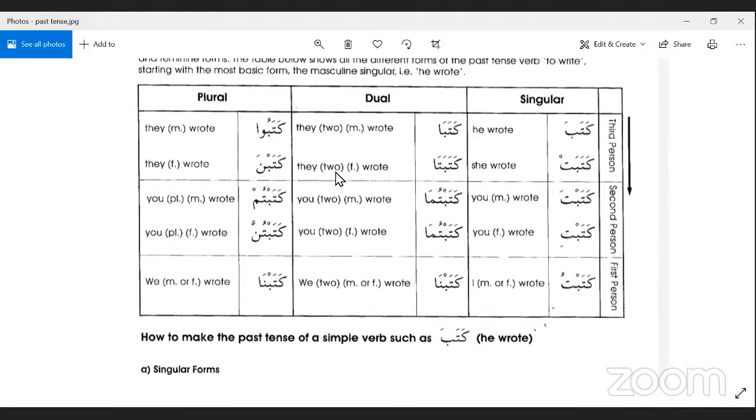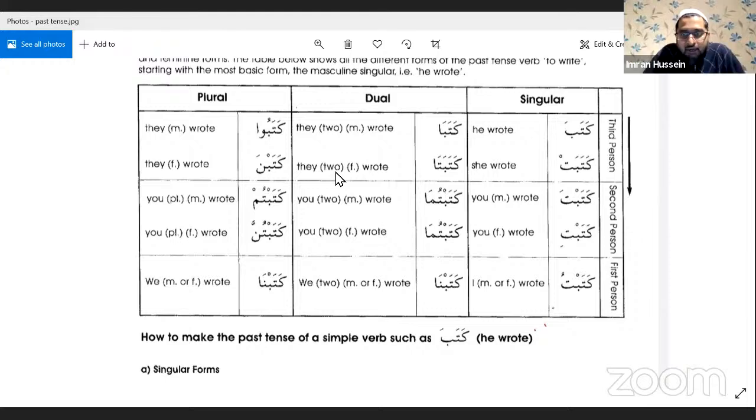Akalta, you male ate. Akaltuma, you two male ate. Akaltum, you all male ate. Akalti, you female ate. Akaltuma, you two female ate. Akaltunna, you all female ate. Akaltu, I ate. Akalna, we ate.